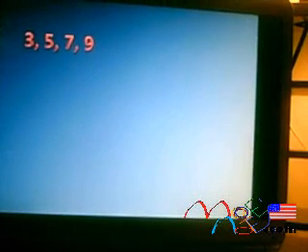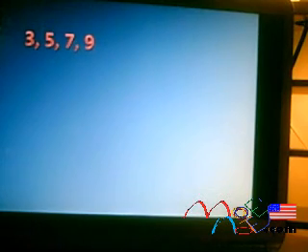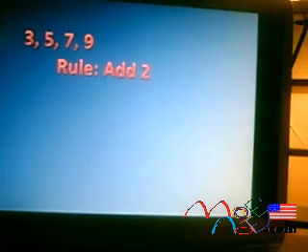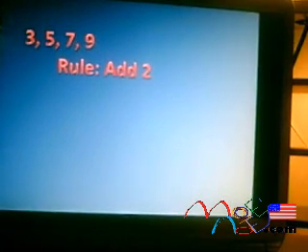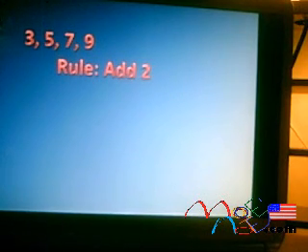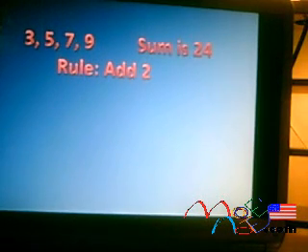Your teacher used to give you something like this and say, what's the rule? In words. That's pretty easy to do. You're adding 2. What's the sum? Well, 3 plus 5 is 8, 8 plus 7 is 15, and 15 plus 9 is 24. That's the simple, elementary, boring version.